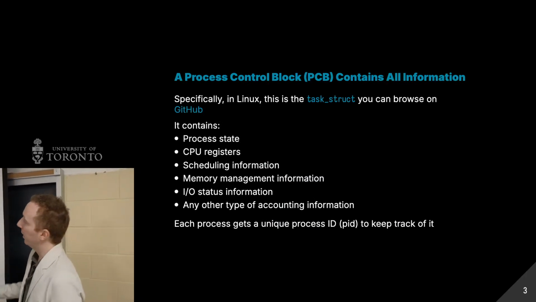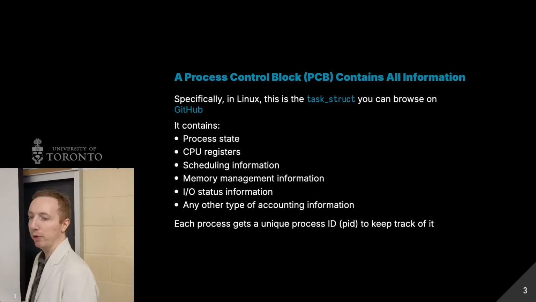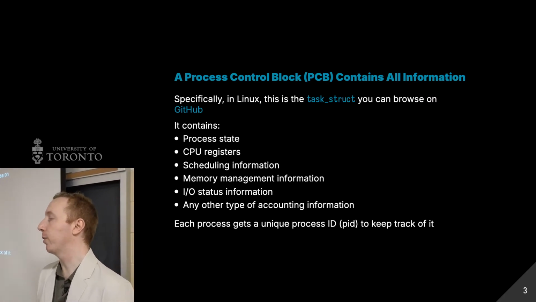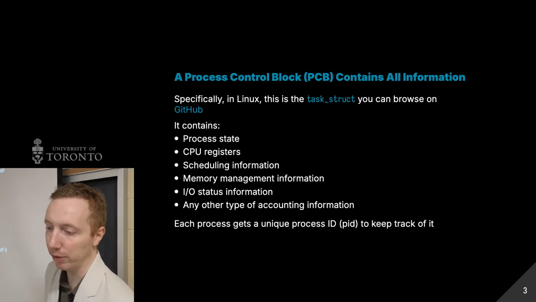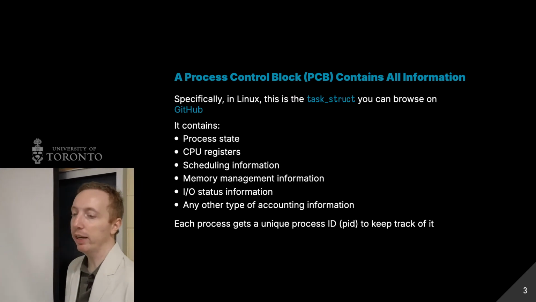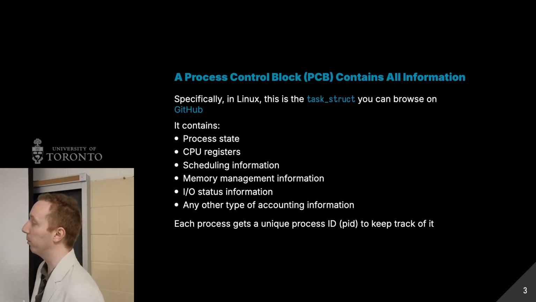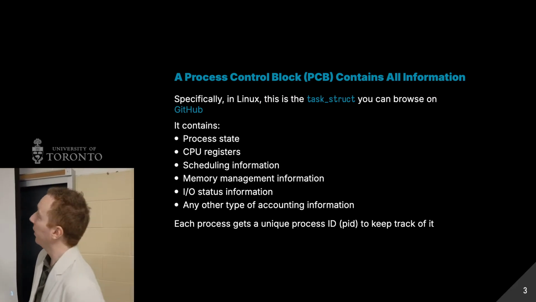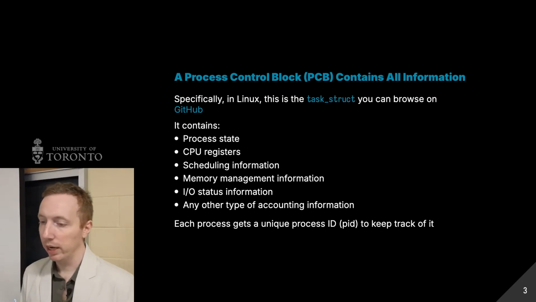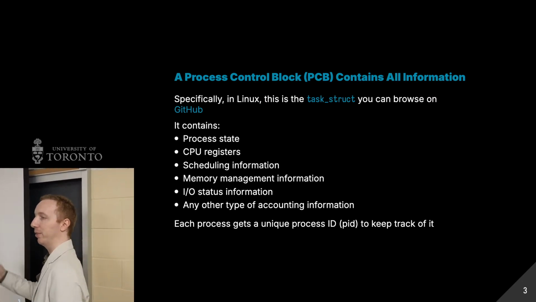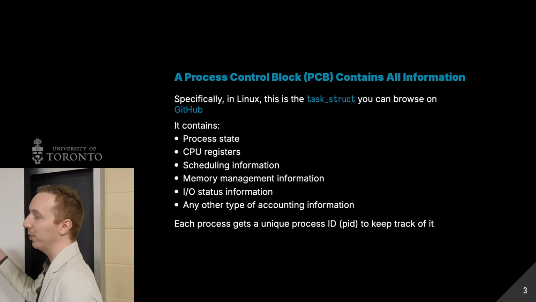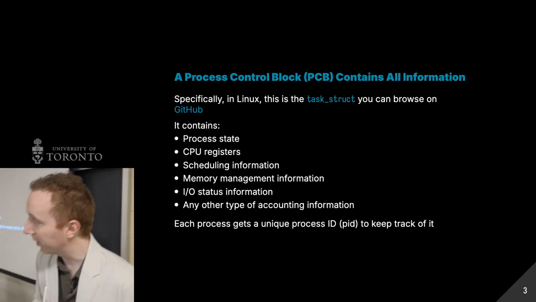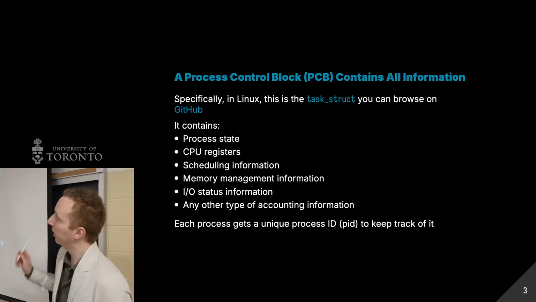So technically, all the information about a process is in something called a process control block, or of course we need a TLA for it. So it's also called a PCB that contains all the information you want to know about a process. Specifically in Linux, they call it the task struct, and you can browse it on GitHub. Great thing about the Linux kernel is it's open source, so you can read all about it if you want to see what exactly makes up a process.